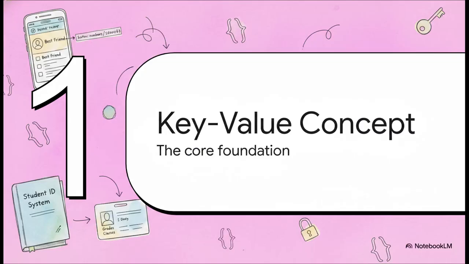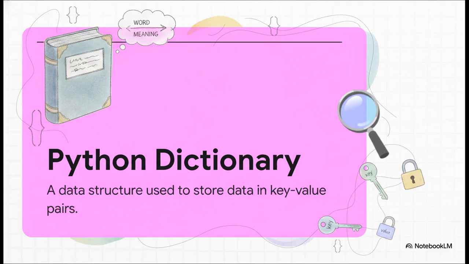The key-value concept. Now, before we even look at a single line of Python code, I want you to think about the everyday systems you already interact with. Like, when you open up your phone's contact list, you're not scrolling through a giant list of random phone numbers hoping to find your best friend, right? No way! You just tap their name, and your phone instantly retrieves the number. Well, at its core, a Python dictionary is simply a data structure used to store information in exactly that way, using what we call key-value pairs.